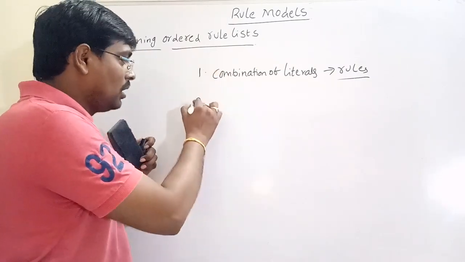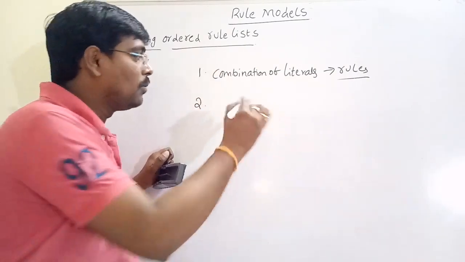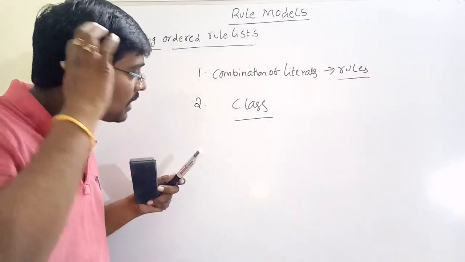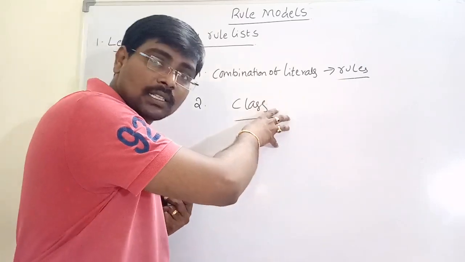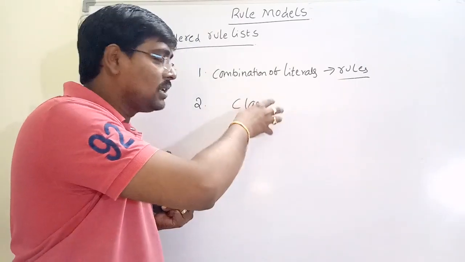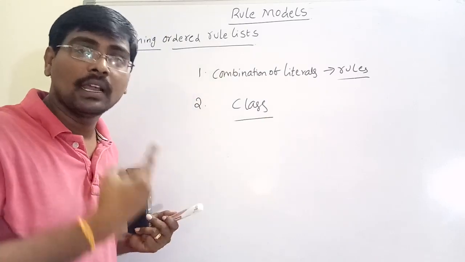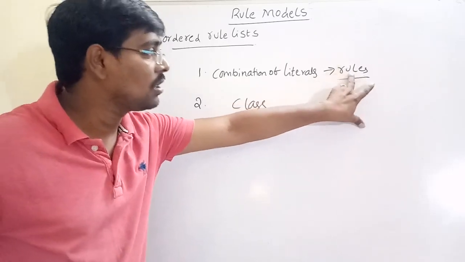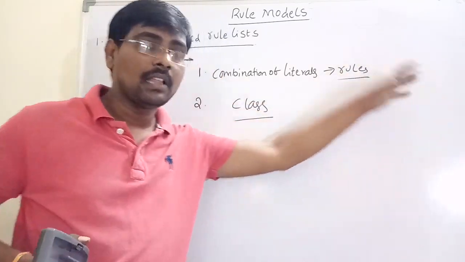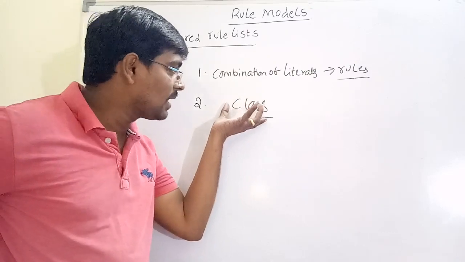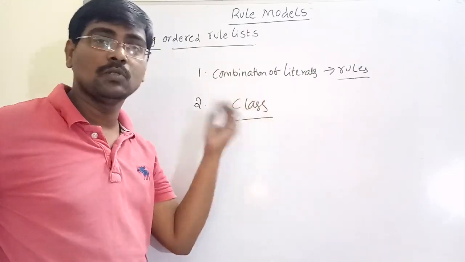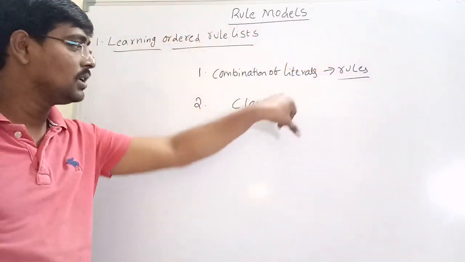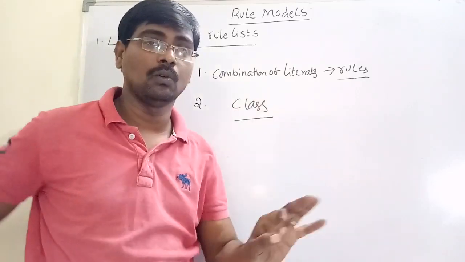And in this rule model, we are using one more approach. First we are fixing the class and placing some set of instances in that class. Based on the instances placed in the class, we are creating the rules. Exactly opposite: first we were creating the rules, and based on the rules we were generating the classes. In the opposite direction, first we create the class, and based on the elements of the class, we generate the rules. The first one is called learning an ordered rule list. The second one is called learning an unordered rule list.